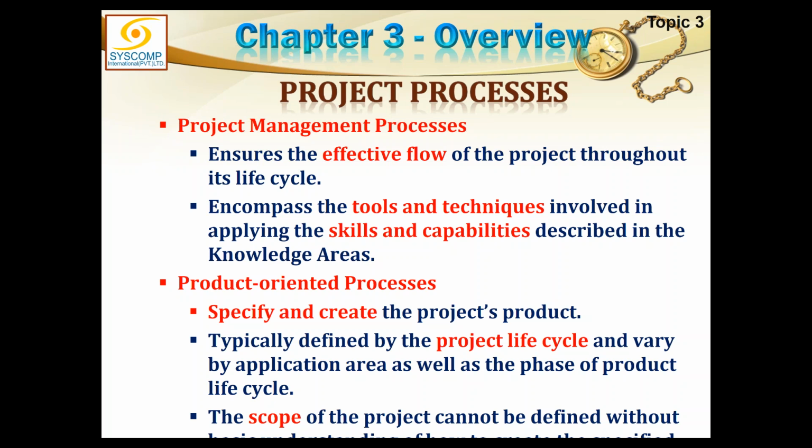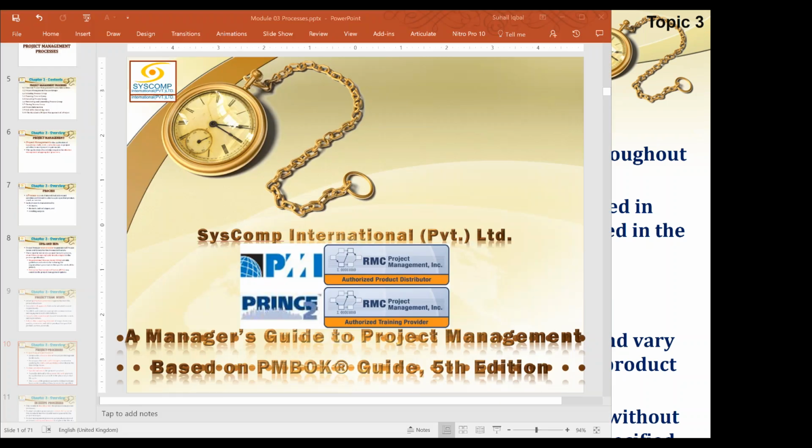And all the 47 project management processes may apply to every phase. So in every phase, you have to decide which project management processes you want to use and to what degree of rigor. So they vary by application area as well as the phase of the product life cycle. The scope of the project cannot be defined without a basic understanding of how to create the specified product.